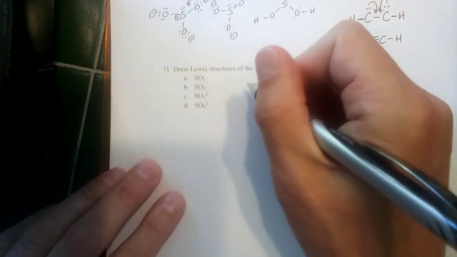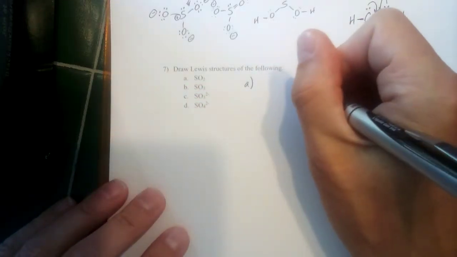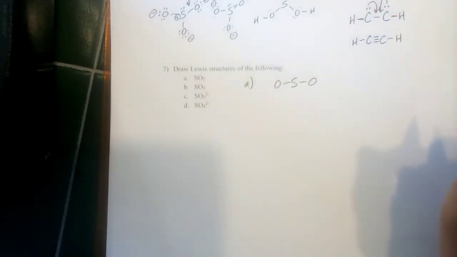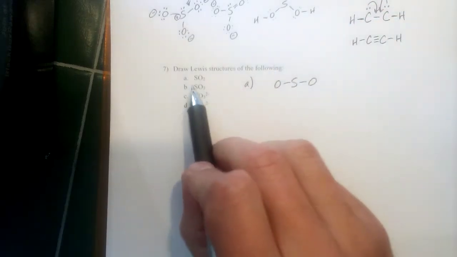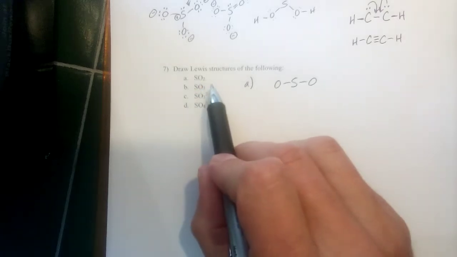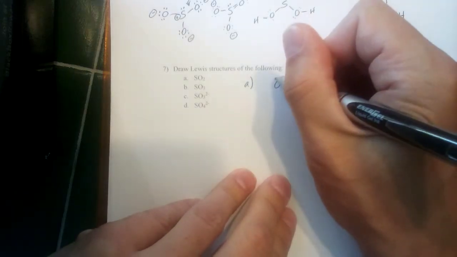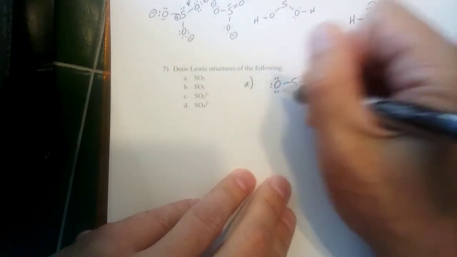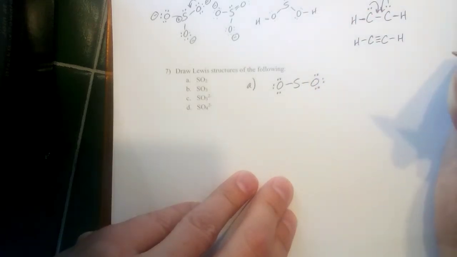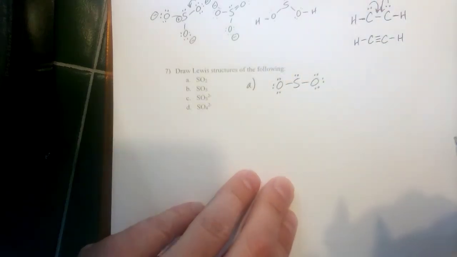So starting with A, 1 sulfur, 2 oxygens. So sulfur is less electronegative than oxygen. Let's put sulfur in the middle. Both are from column 16, so each would start with 6 valence electrons, so that would be 18 that we have here. Now we used 4, so 14 are left, and we can use 12 of those completing the octets on the oxygens. That would leave 2 electrons. They would have to go on the sulfur in the center.